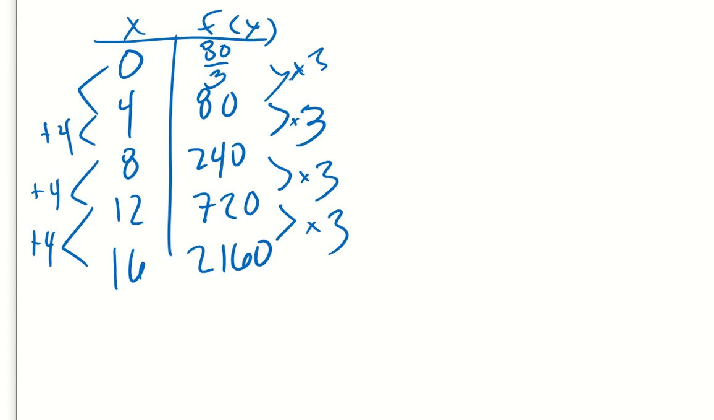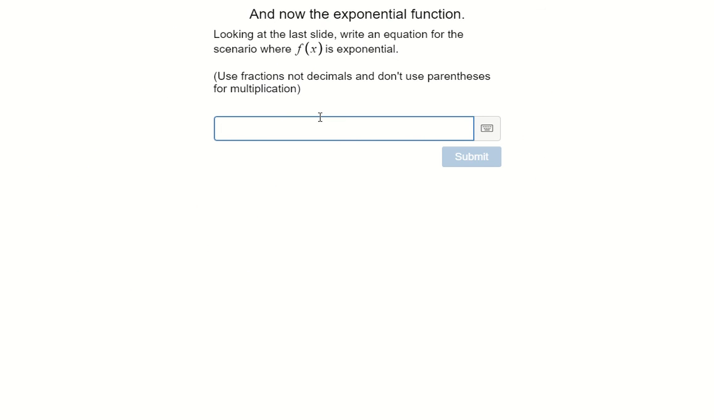So from here, we have our starting value. We can actually just follow a formula at this point. We can say it's tripling, and it's doing it every 4 x's. So we're going to have like 3 to the x over 4. And then we just need to multiply our starting value by that, which is 80 over 3. So f of x equals 80 over 3 times 3 to the x over 4.